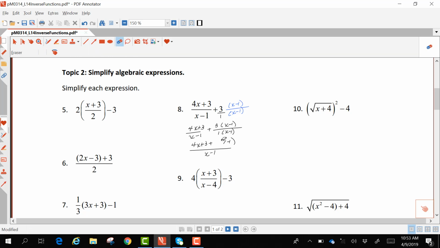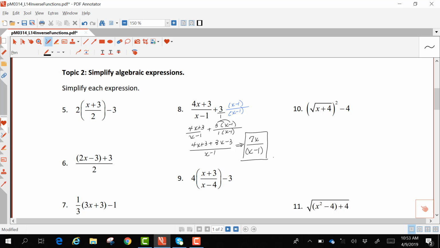For sake of space, I'm going to go ahead and distribute the 3 such that this would be a 3x minus 3. Now to clean the numerator up, I would get a 7x and the denominator would be an x minus 1, and this would be your answer from adding these two fractions.